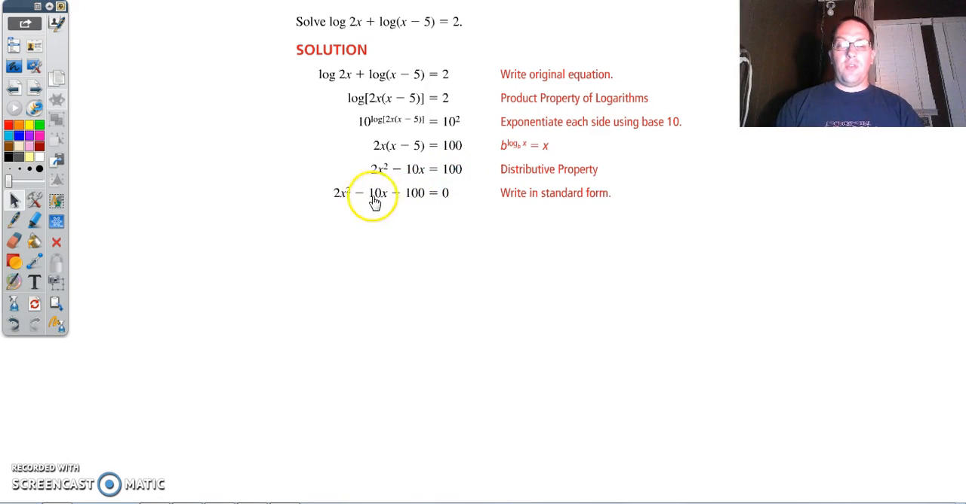Now we want to factor this. The easiest way to solve these. So we're going to factor it first by pulling out the GCF, which is 2. So we divide that whole thing by 2. 2x squared divided by 2, negative 10x divided by 2, negative 100 divided by 2, 0 divided by 2. And now we're going to factor it, which is x minus 10 times x plus 5. So that means using the zero product property, our answers are x equals 10 or x equals negative 5.